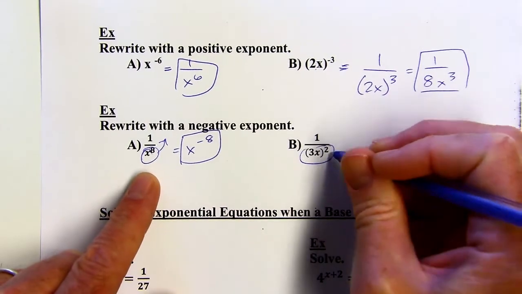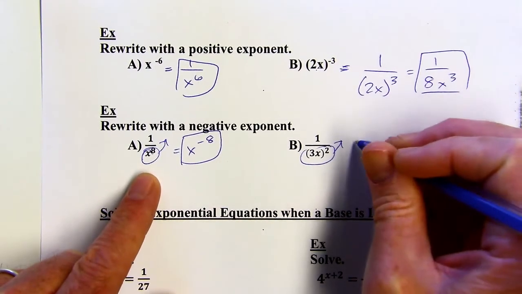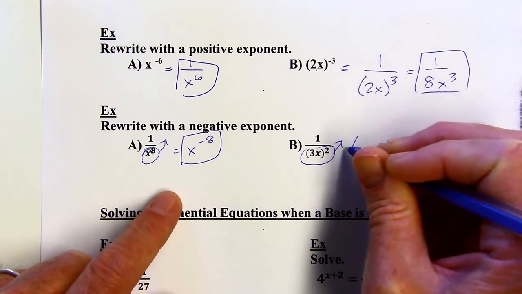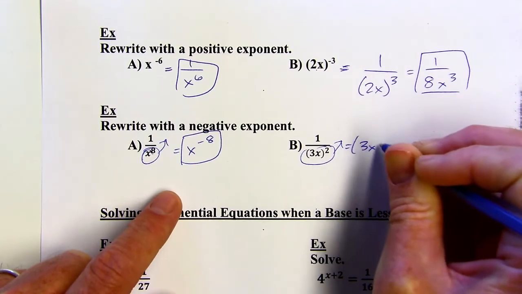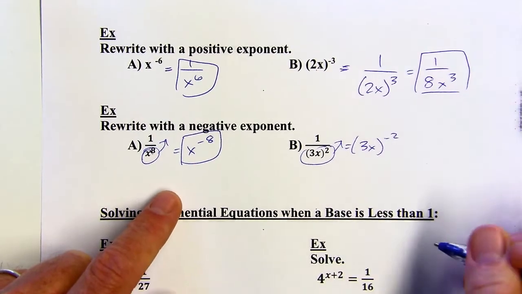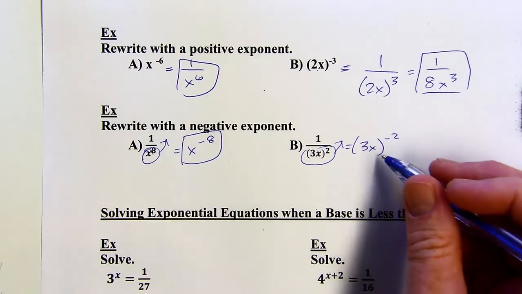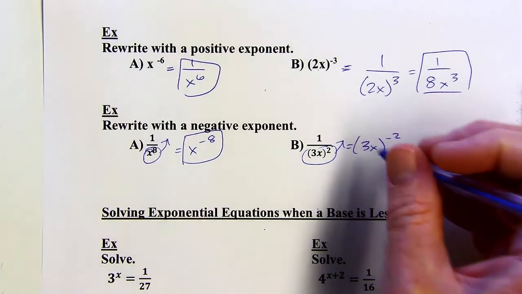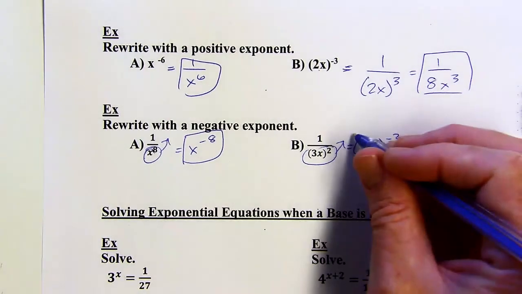And this would become the quantity 3x to the negative second. Okay, and then again, you could distribute the negative if you wanted to. So you could say 3 to the negative second times x to the negative second.